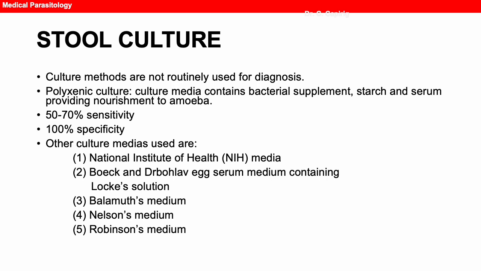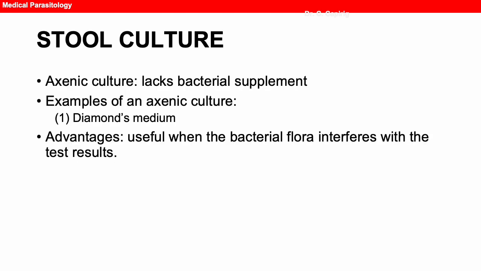Other culture media used are as follows. Axenic culture lacks a bacterial supplement, unlike the polyxenic culture. An example of an axenic culture is Diamond medium. The advantage of using axenic culture is that it is useful when bacterial flora interferes with the test result.